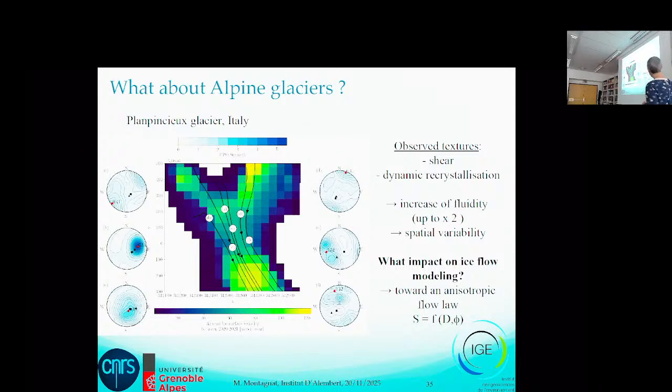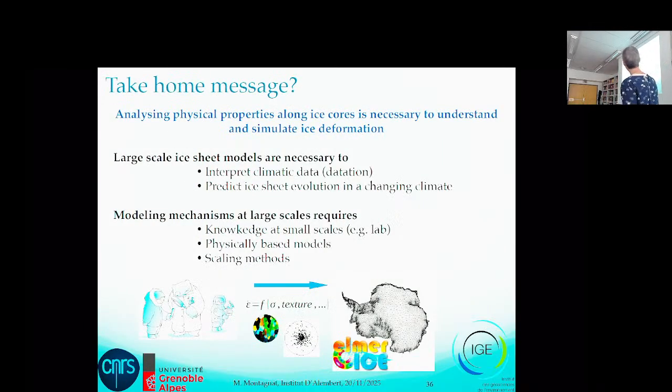Okay, great. And so we get to the point that maybe even in fast-flowing alpine glaciers, we cannot neglect this anisotropy, and we really have to go toward an anisotropic flow law, although it is more complicated. There have been some attempts last year, but now we are getting back into this work, and I'll tell you more next time, maybe.